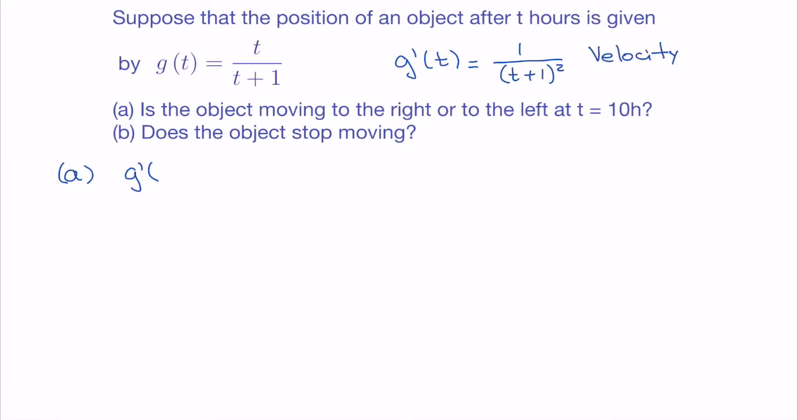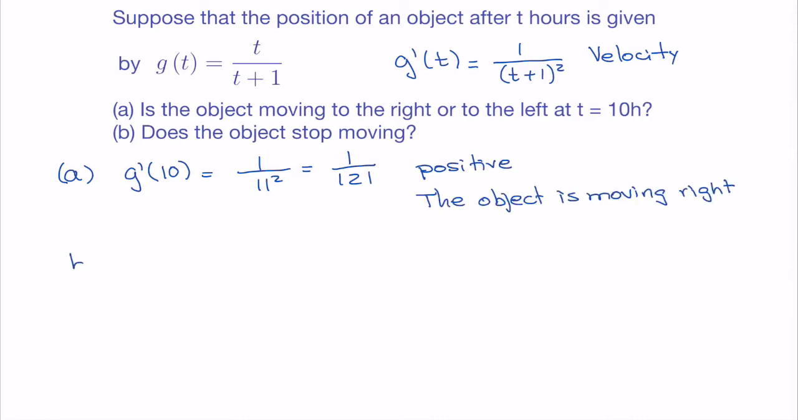So to answer question A, we would like to find the velocity at time 10. So we plug in 10 in the derivative, which gives us 1 over 11 squared, which is 1 over 121. And because it's positive, the object is moving right.